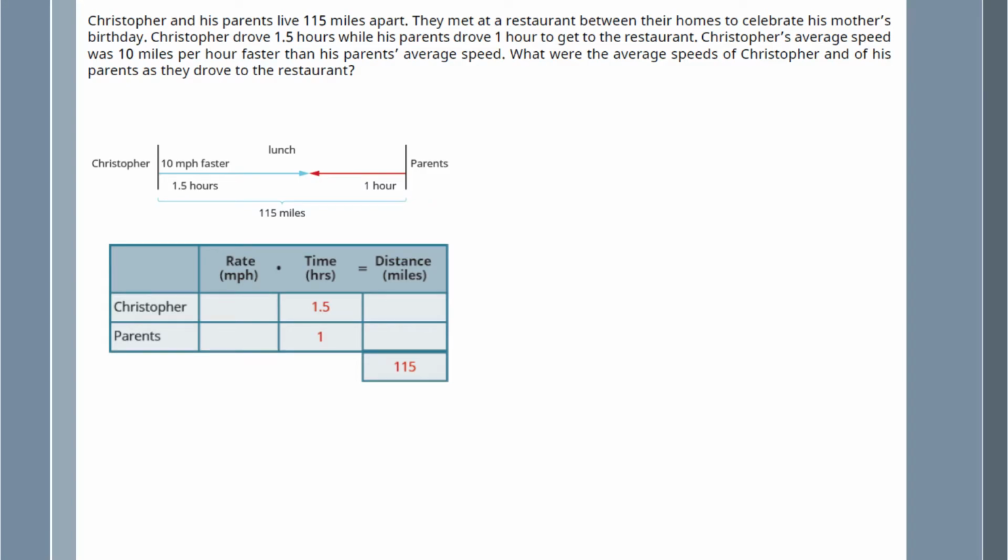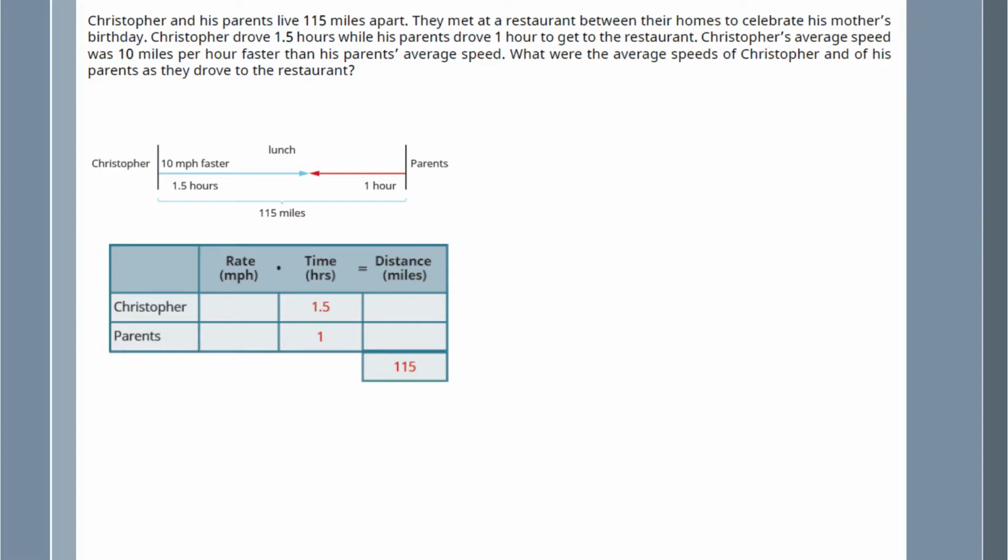Okay, here's another one of these uniform motion problems. This one says that Christopher and his parents live 115 miles apart. They met at a restaurant between their homes to celebrate his mother's birthday. Christopher drove 1.5 hours, while his parents drove 1 hour to get to the restaurant. Christopher's average speed was 10 miles an hour faster than his parents' average speed. What were the average speeds of Christopher and of his parents as they drove to the restaurant?